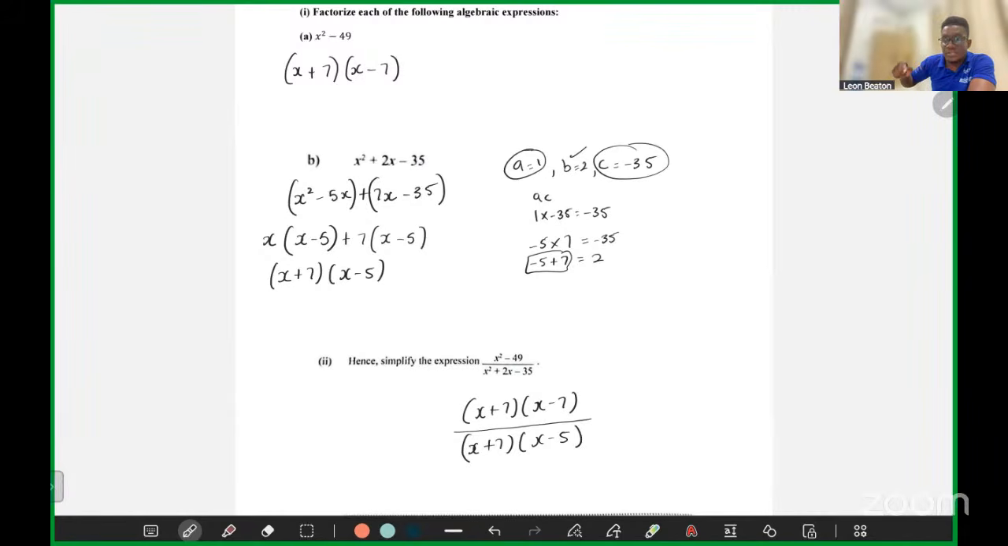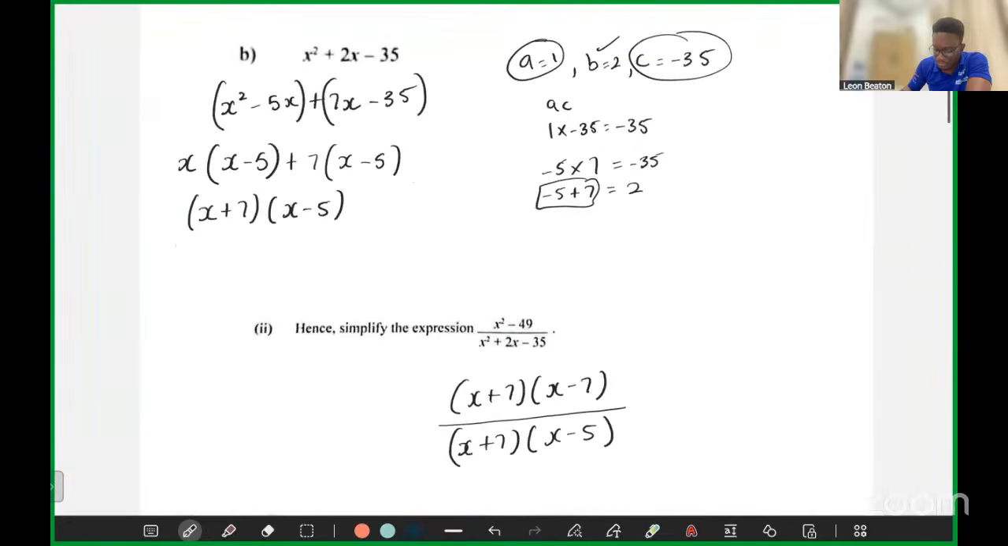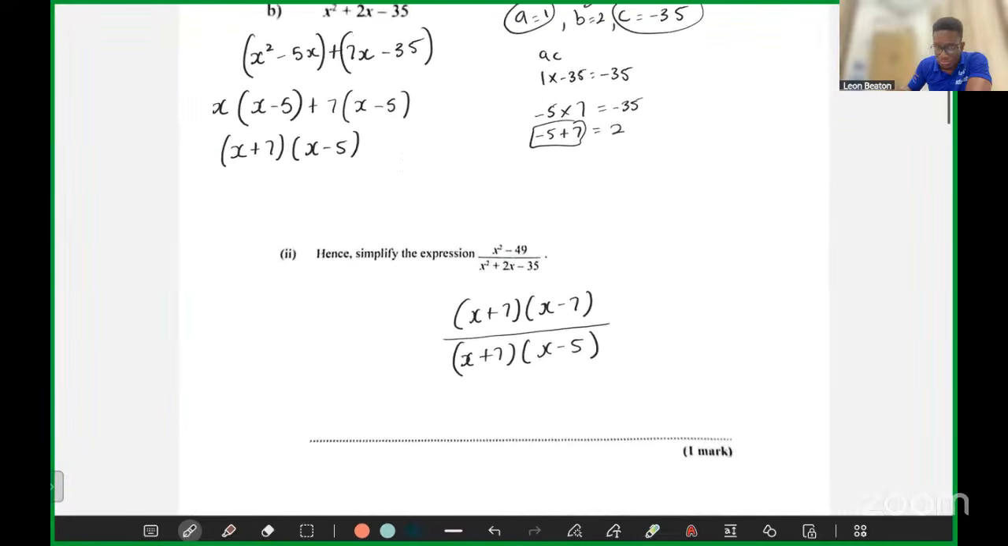Even if they don't tell you to do what we already did at the top, but they give you an expression like this to simplify, you factorize the top and the bottom. So we have a beautiful thing to cancel out here. This entire thing will cancel out with this entire thing. We're left with x minus 7 over x minus 5. And this is our answer here for 1 mark. There's a reason why it's worth 1 mark: you already did the hard work at the top.